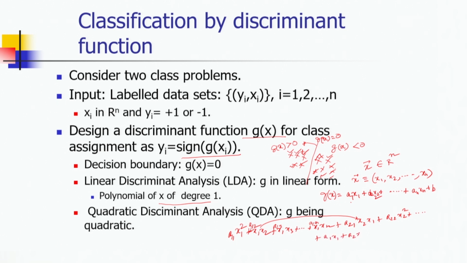All those linear terms could also be part of this quadratic function, and then you have the coefficients and the constant term. So this could be a general form of a quadratic discriminant function. And when the function is in this form, then we call it quadratic discriminant analysis.